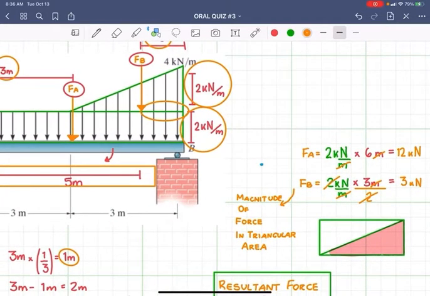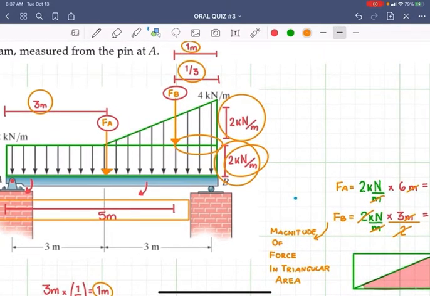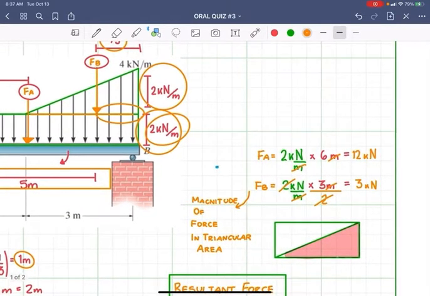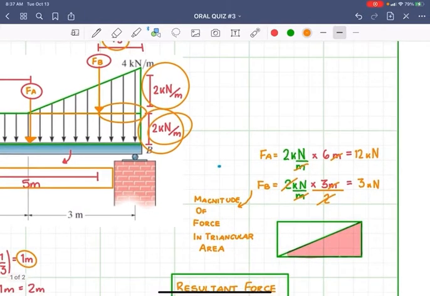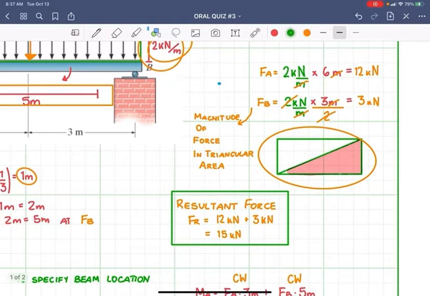And then for force B, it's also 2 kilonewtons, seen here, per meter times 3 meters, since we are dealing with the triangular area, which has a distance here of 3 meters. And then I divided it by 2 because we aren't looking for the entire rectangular area of the situation. We're just looking at the triangular half of it. So I divided it by 2, and that gave me 3 kilonewtons. So once I have my 2 forces, I add them together here to get my resultant force.